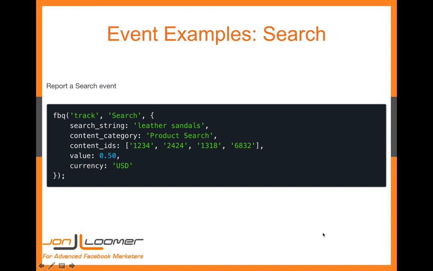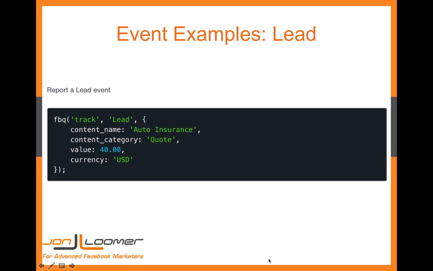And then in terms of search, you include the search string. So what specifically did someone search for to get on this page? Once again, we're probably going to have to pull a variable in this case, otherwise you're going to be placing this manually on every page, and you just can't do that. So leather sandals is the product category, the product search, and then the content IDs that may appear within that search, and once again, the value of that search.